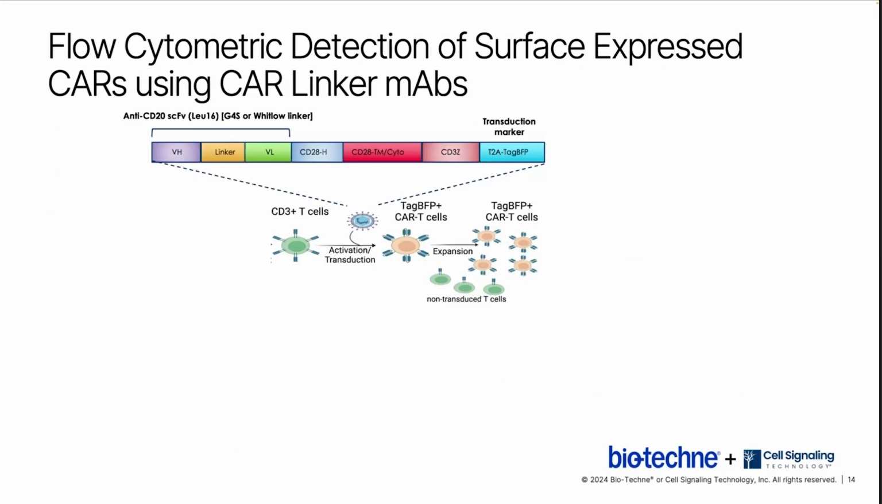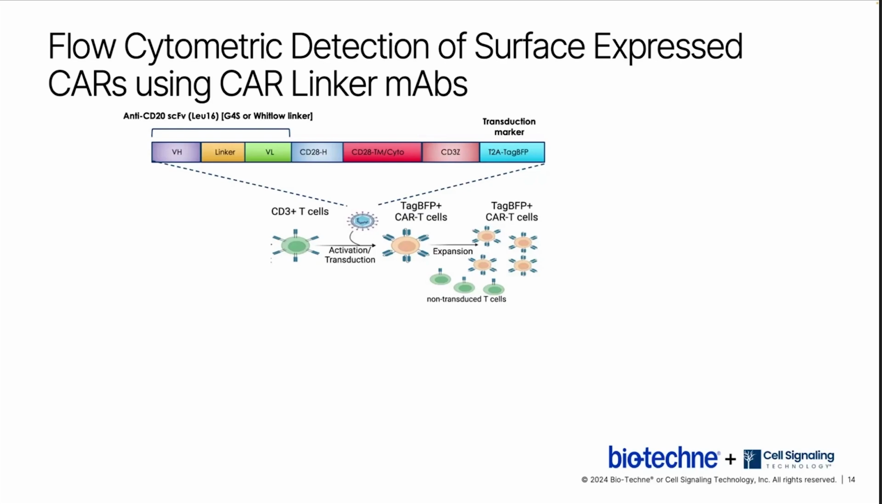To validate the anti-CAR linker clones in a live cell flow cytometry assay using relevant model systems, we generated anti-CD20 CAR lentiviral constructs containing either a Whitlow linker or 3 repeats of the G4S linker within the Leu16-based scFv. These bicistronic constructs also incorporate a viral T2A self-cleaving peptide that allows for co-expression of the CAR and tag BFP in virally transduced cells. Analysis of tag BFP expression allows one to identify the virally transduced population of cells, which should also express the CAR of interest.